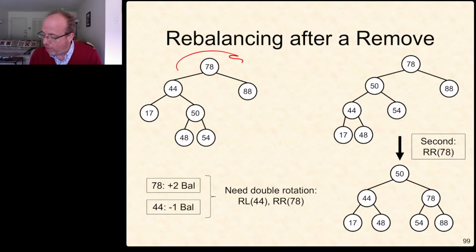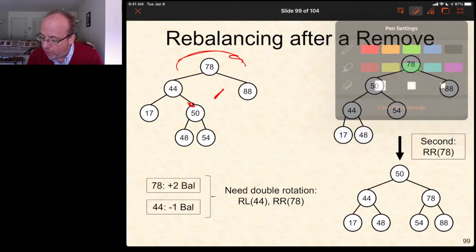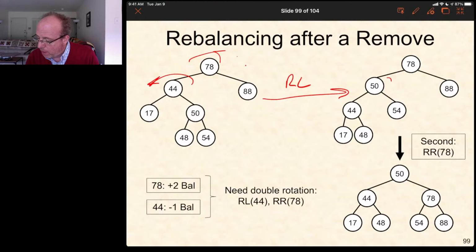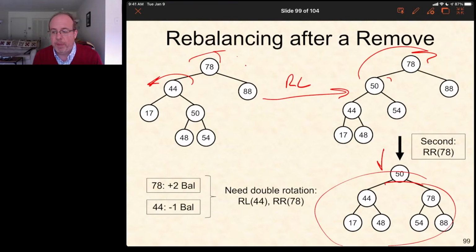So we need to rebalance this way. And we actually need to do a double rotation, because if we just did one rebalance, we would just swap this tall subtree for another tall subtree over here. So instead we need two. We're going to rotate left at this child and then rotate right. So this is the rotate left. This is the rotate right, and 50 becomes the new node. And we have a really nice balanced tree when we're done with that.